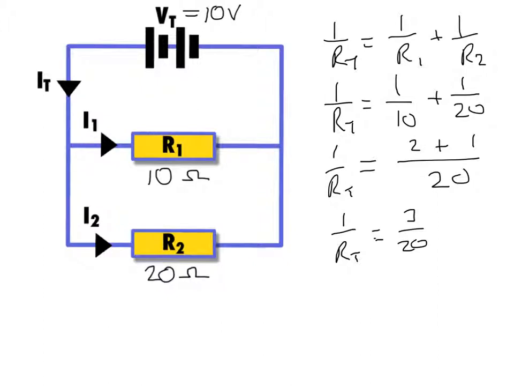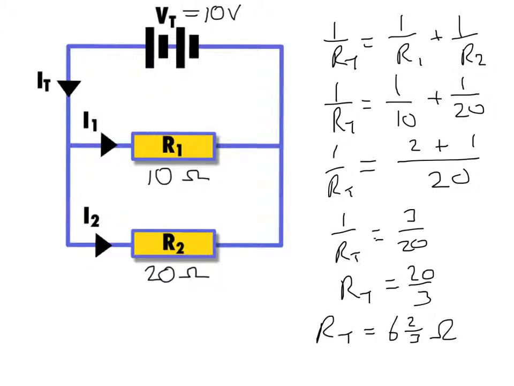And this is where a lot of people would slip up, because this is an answer not for the resistance, but 1 over the resistance. So we have to invert both sides here to get RT on its own, and that means that RT will equal 20 over 3. So RT is going to be 6 2/3 of an ohm.